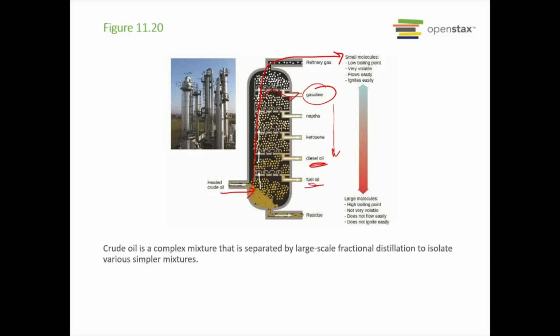So based off of this difference, the ones at the top, the higher they are, that means the lower their boiling point, the more volatile they are. They can flow and ignite easier, whereas the larger molecules towards the bottom have a higher boiling point. They're not very volatile. They don't flow very easily. They don't ignite easily as well.